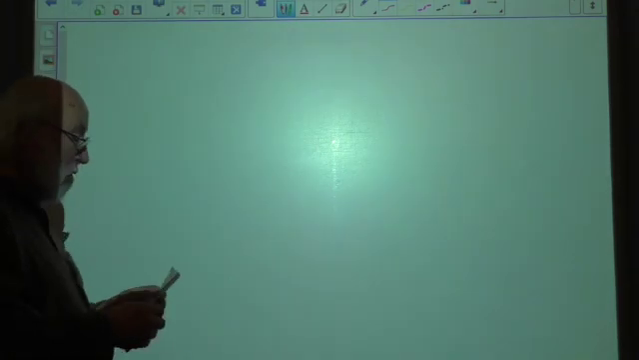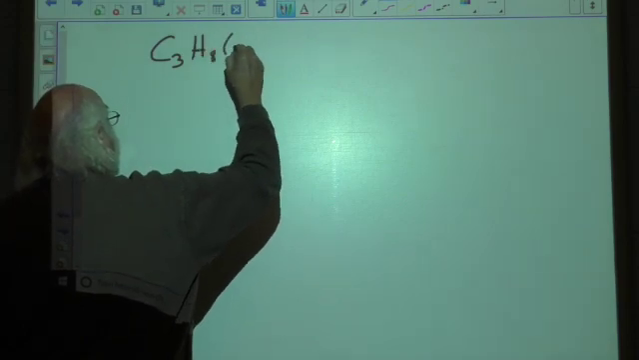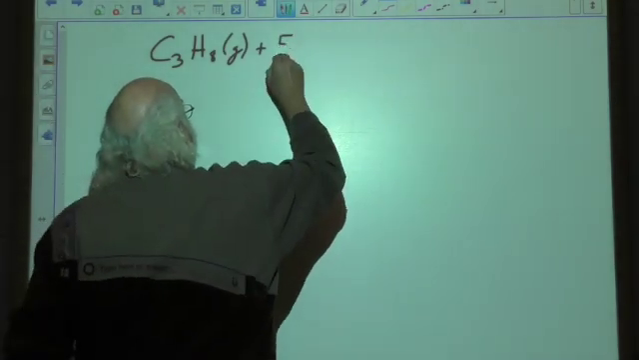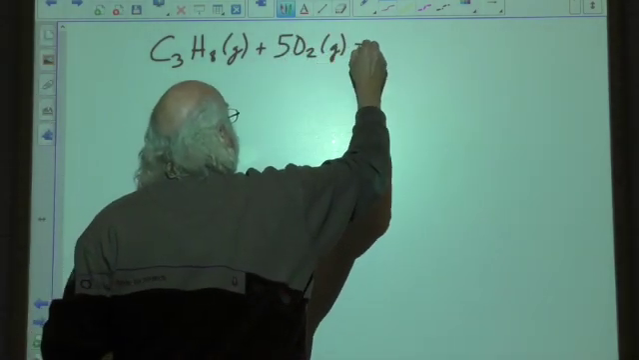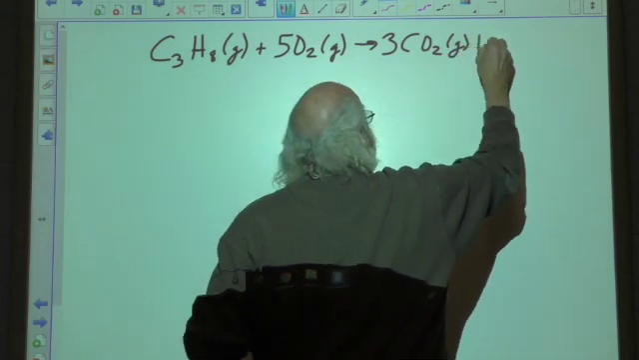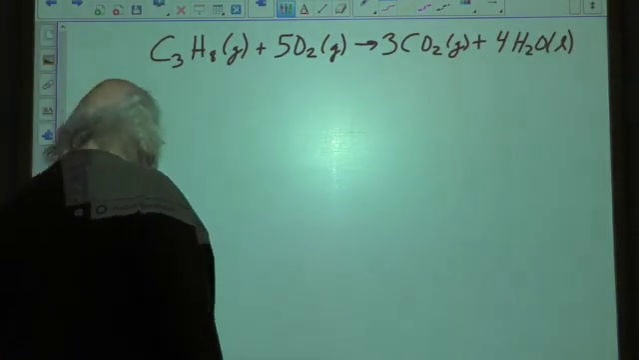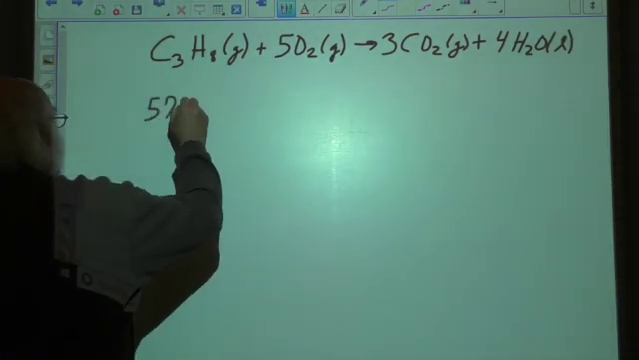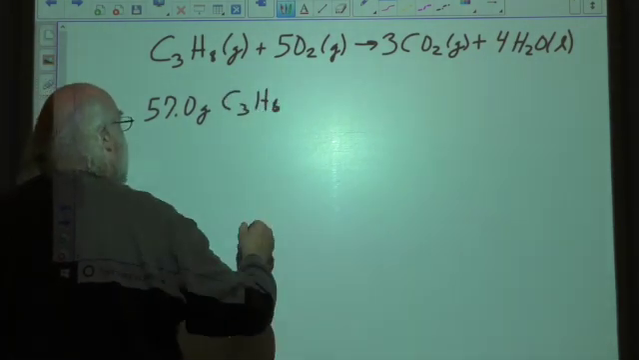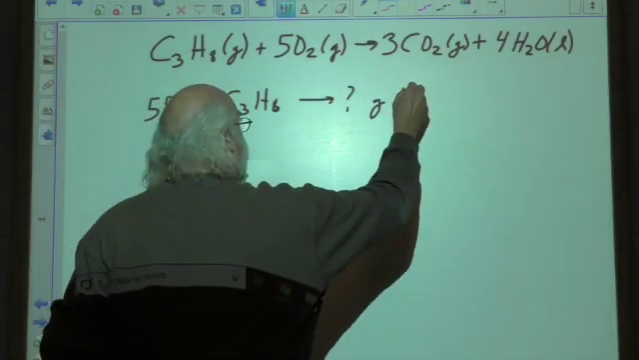So let's take a look at this equation here. This is the burning of propane gas, and because propane is a hydrocarbon, it's going to be a combustion reaction, and we're going to get carbon dioxide. In fact, we get 3 carbon dioxides out of this, which is a gas, and 4 waters. So let's suppose that I have 57 grams of propane. And I want to know how many grams of carbon dioxide I'm going to get out of this.